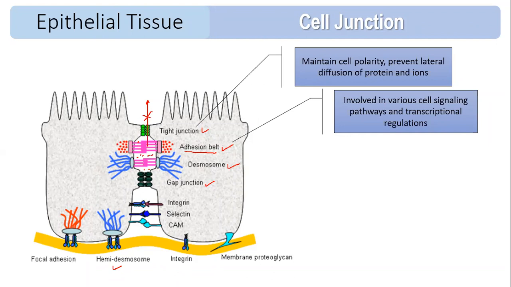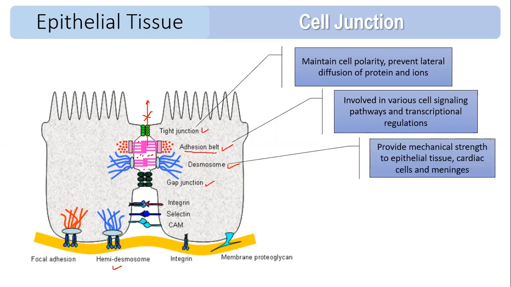I am repeating again. Desmosome is going to provide mechanical strength to the two adjacent cells so that these cells will remain connected tightly with each other. And where are they found? They are found in epithelial tissue, cardiac muscle, and meninges. So that is the third junction, called desmosomes. Desmosomes are called capital D, small s.